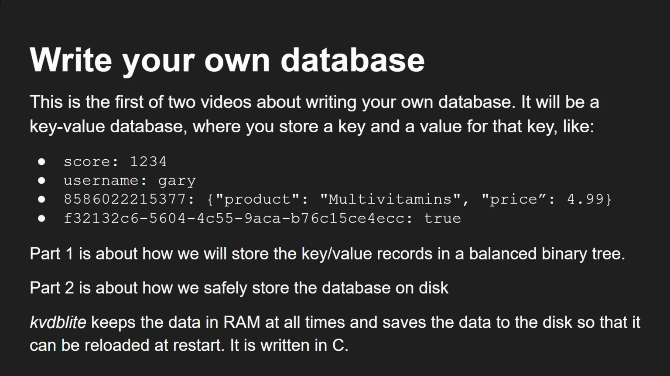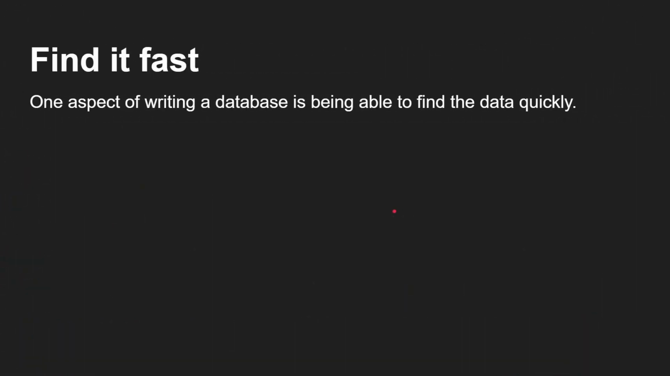I've named it KVDB Lite, so Key Value Database Lite, because it's only a few hundred lines of code. It keeps all of the data in RAM all the time, doesn't try to access the disk to get the data, and then you can save to the disk so that it can be reloaded at restart, and it's all written in C. Now, of course, what you want to be able to do is find your data quickly.